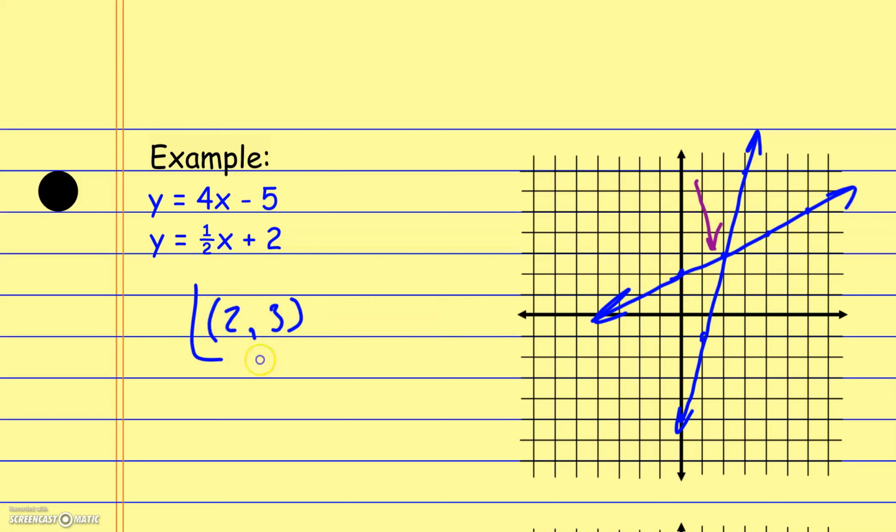And again, I can leave my answer as an ordered pair, but think about what that means. It means that x equals 2, and at the same time, y equals 3. It's giving me the value of each variable, okay?